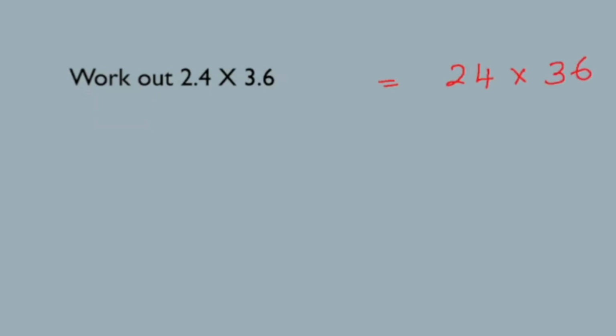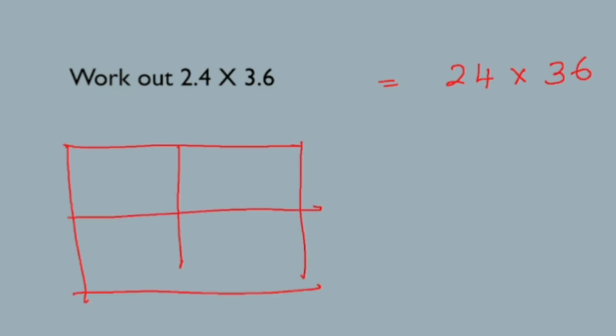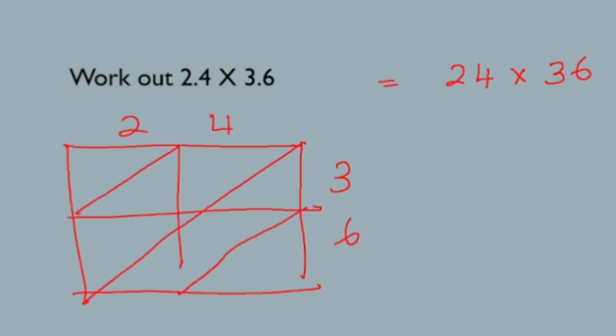And after that, I'm using this technique to multiply the figures 24 by 36. 2 times 3 is 6. 4 times 3 is 12. 2 times 6 is 12. And 4 times 6 is 24.